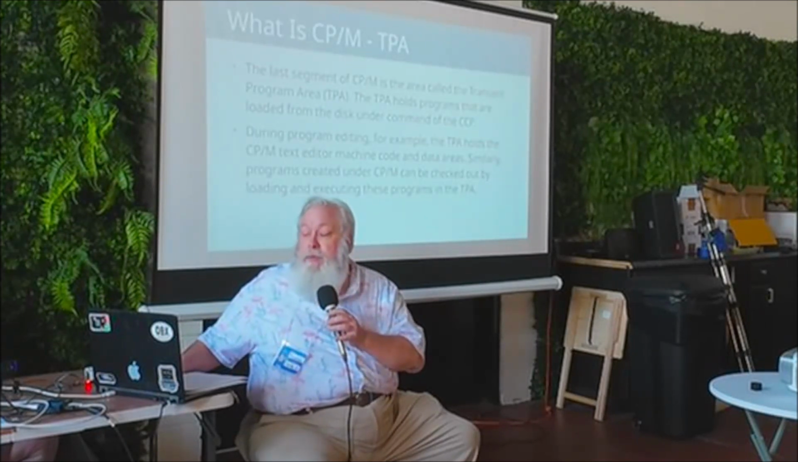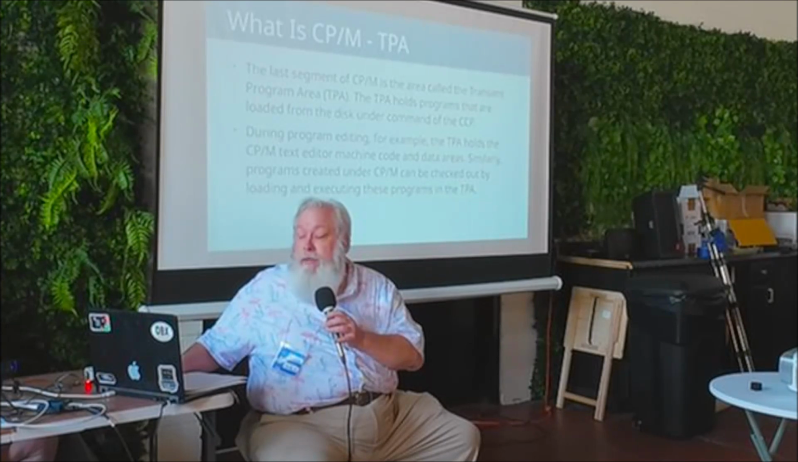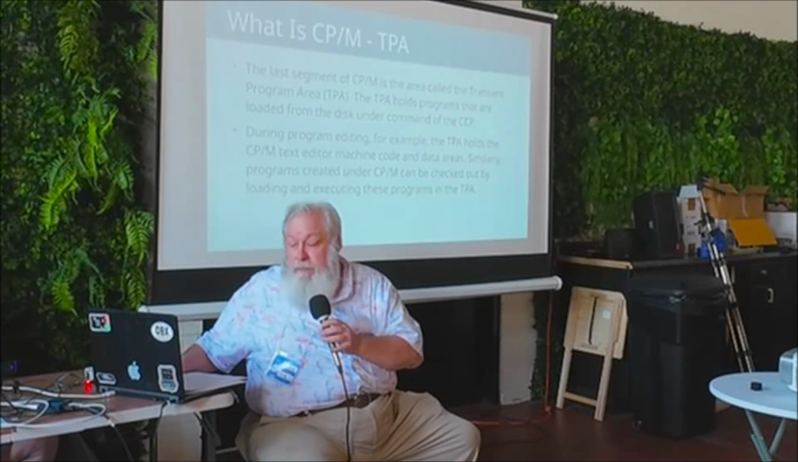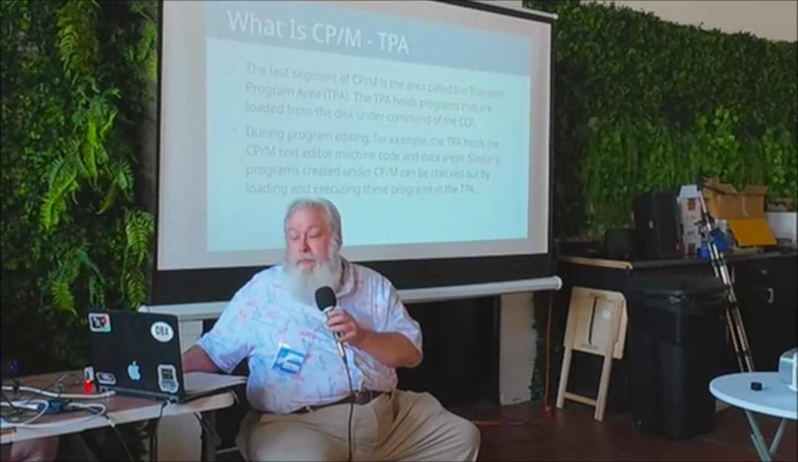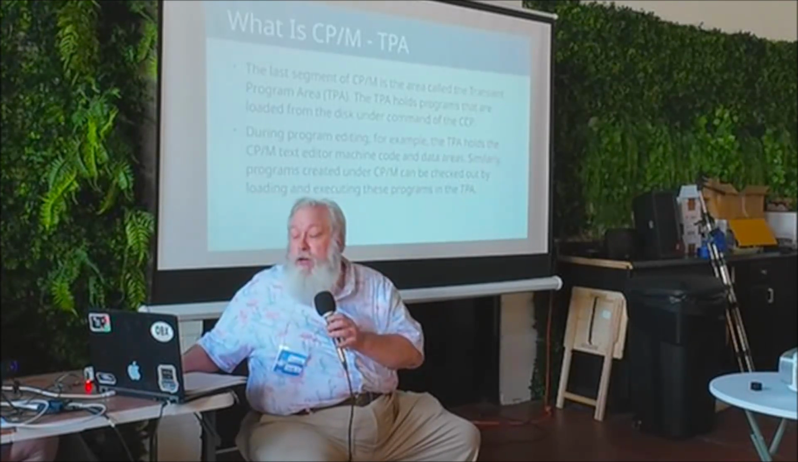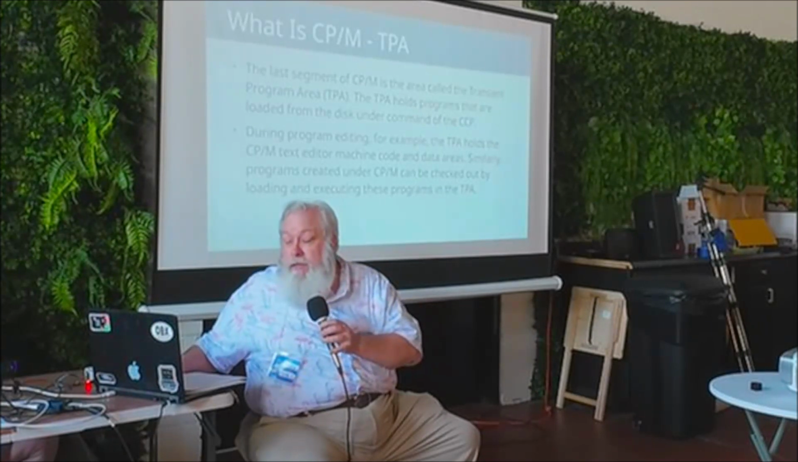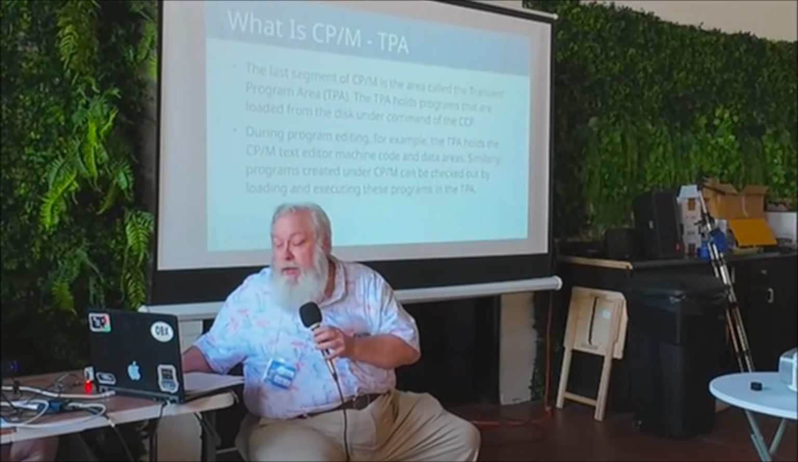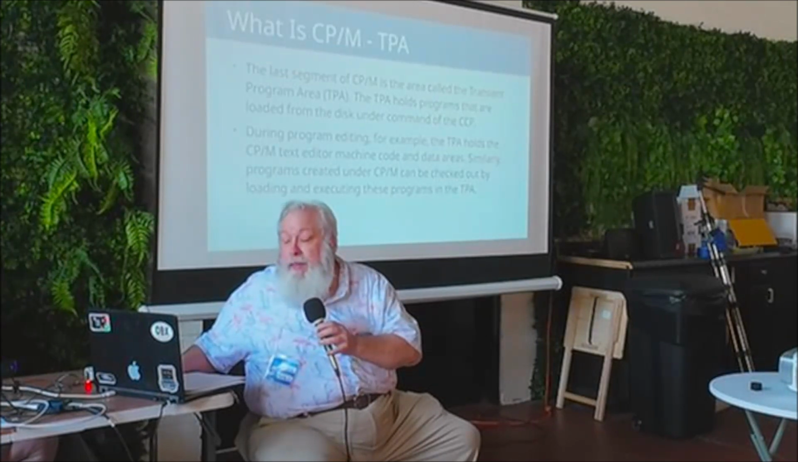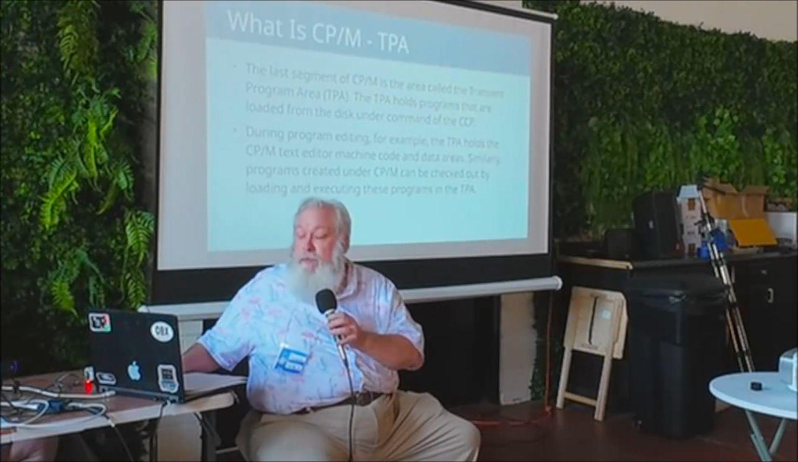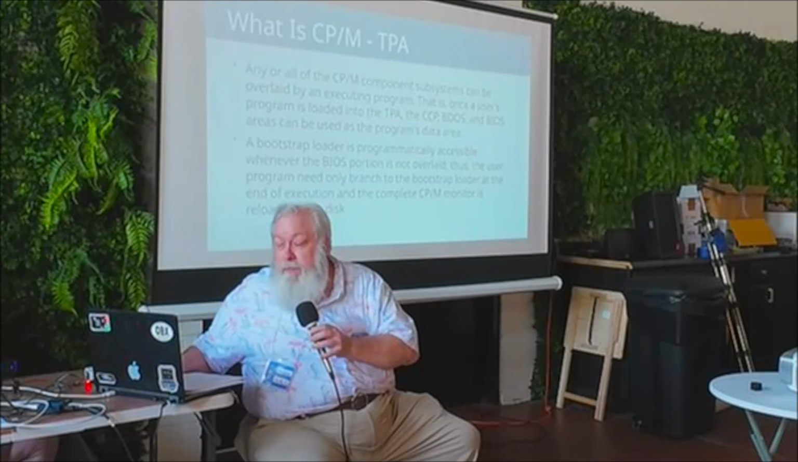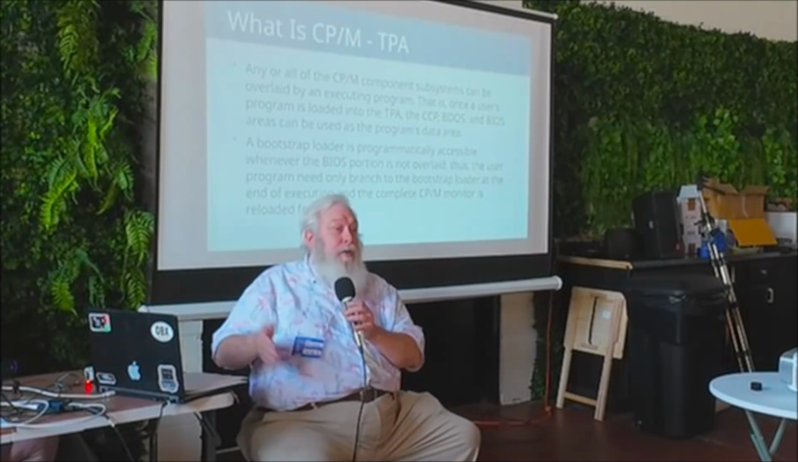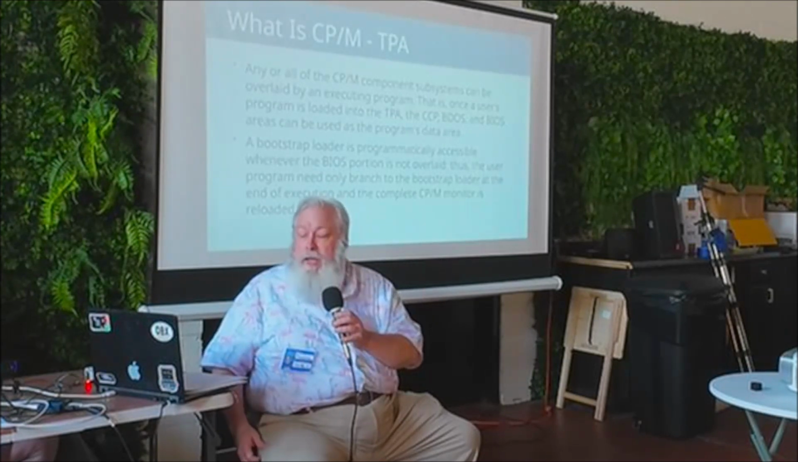The last segment of the CP/M area is called the transient program area. The TPA holds programs that are loaded from disk under the command of the CCP. During program editing, for example, the TPA holds the CP/M text editor, the machine code, and data areas. Similarly, programs created under CP/M can be checked out by loading and executing these programs in the TPA. Any or all of the CP/M component subsystems can be overwritten by an application.